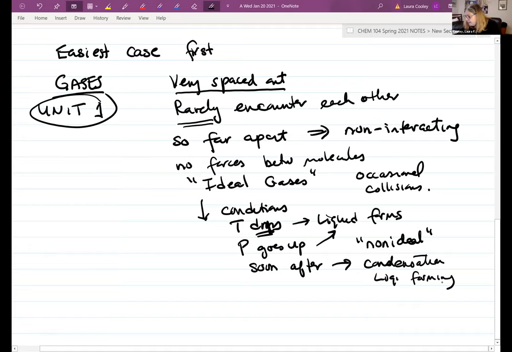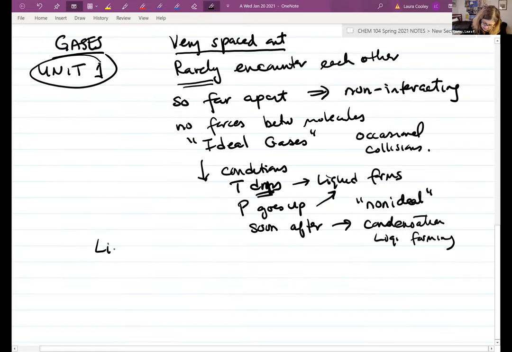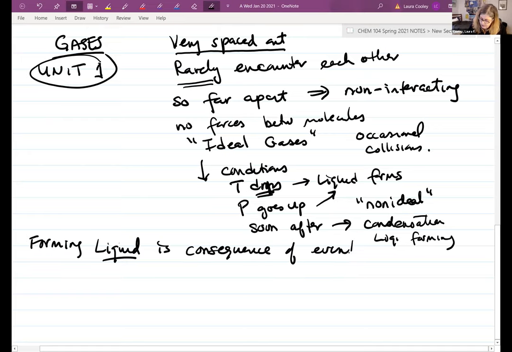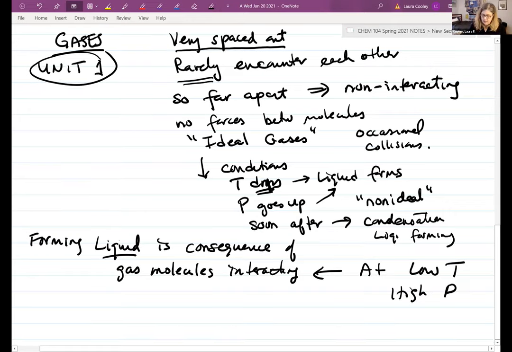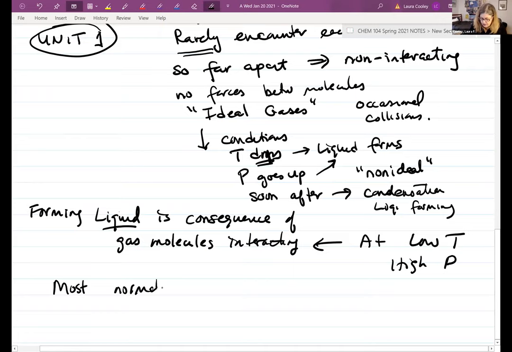So I guess I would say that the consequence of gas molecules at some point interacting with each other is that liquid forms. If you didn't have any such interactions, then gases would never form a liquid. So forming a liquid is the manifestation or the consequence of eventual gas molecules interacting. But this only happens at low temperatures or high pressures. Under most normal conditions, gas molecules do not interact.